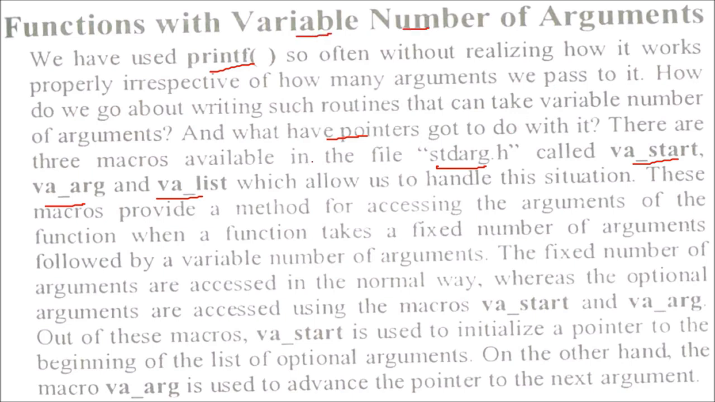These macros will provide us with the technique for accessing the arguments of a function that takes a fixed number of arguments, followed by a variable number of arguments. The fixed ones we access the way we were accessing until now, whereas the optional arguments are accessed using these macros, va_start and va_arg. Out of these two, the first one is used to initialize a pointer to the beginning of the list of optional arguments, while va_arg is used to advance the pointer to the next argument.